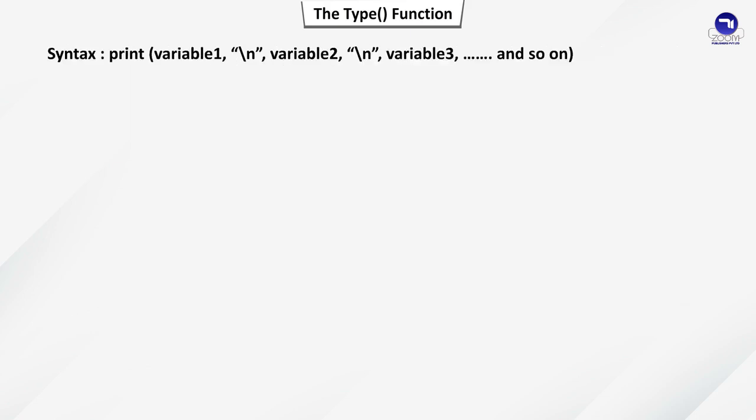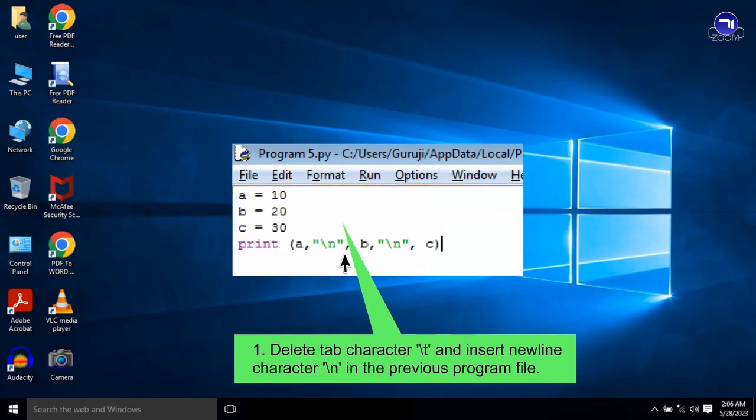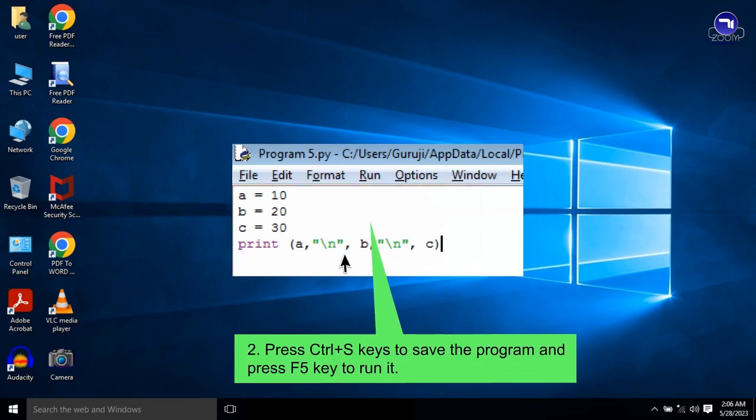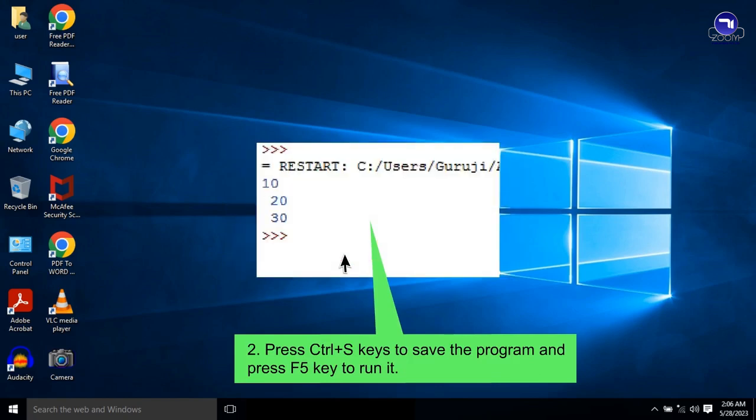Syntax: print value 1, \n, variable 2, \n, variable 3, and so on. Program 4: Using new line character \n with the print statement. Delete tab character \t and insert new line character \n in the previous program file. Press Ctrl+S keys to save the program and press F5 key to run it.